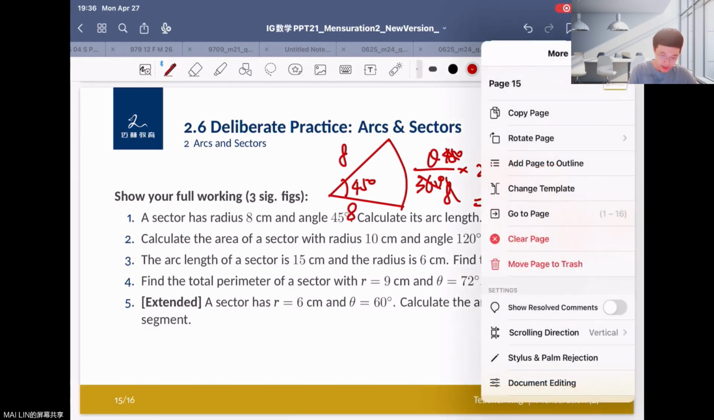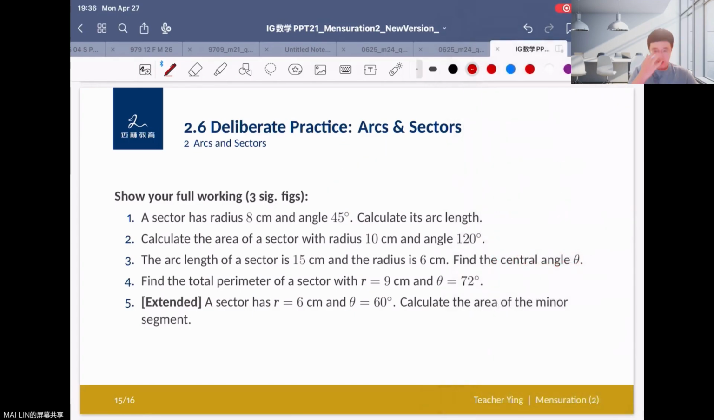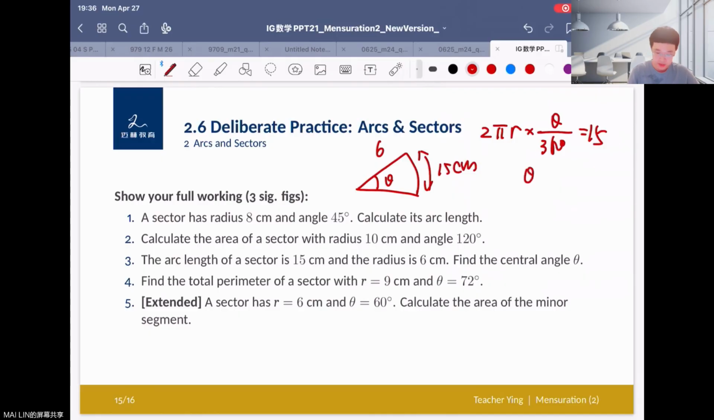And for the third problem, the arc length of a sector is 15 centimeter, and the radius is 6 centimeter, and find the central angle theta, right? So being said here, the radius is 6 centimeter, and the arc length here is 15 centimeter, right? So if you want to calculate the central angle theta, you can just use the perimeter formula, right? That is 2 pi r, the total circle's perimeter, and then times the partial, that is theta over 360 degree. That is 15 centimeter, right? So theta over 360 degree equals 15 over 12 pi, since radius equals 6 centimeter, okay?